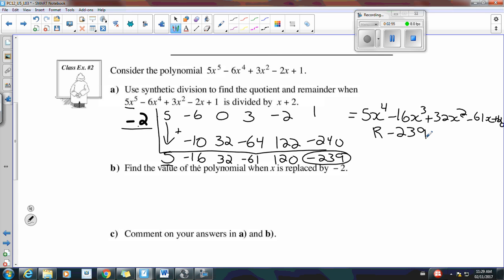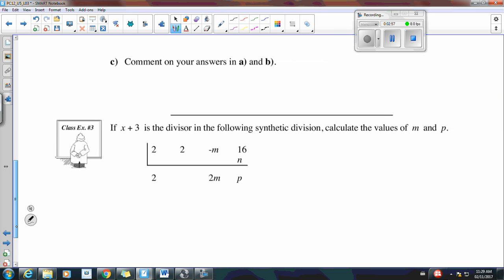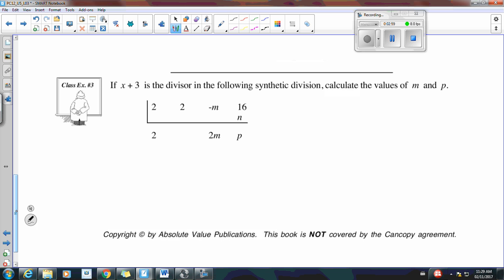Okay, we're going to skip B and C because we're going to look at that in the next lesson. Example 3: if x plus 3 is the divisor of the following synthetic division, calculate the values of m and p. Okay, so we know this is the divisor, so this goes here. We then bring down the 2.